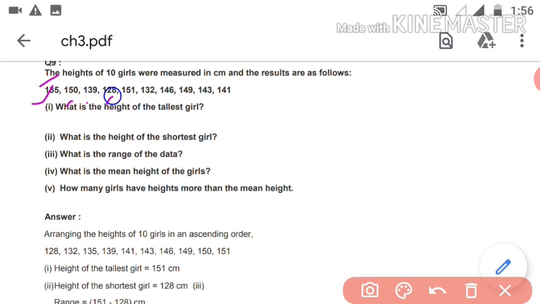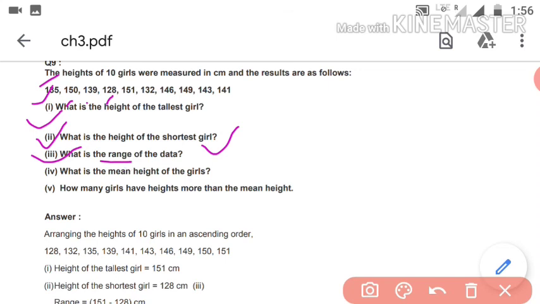Now what you have to find? What is the height of the tallest girl? You have to find the height of the tallest girl. And next, second question, what is the height of the shortest girl, meaning you have to find the smallest value. And third question, what is the range of the data? You have to find the range of the data.